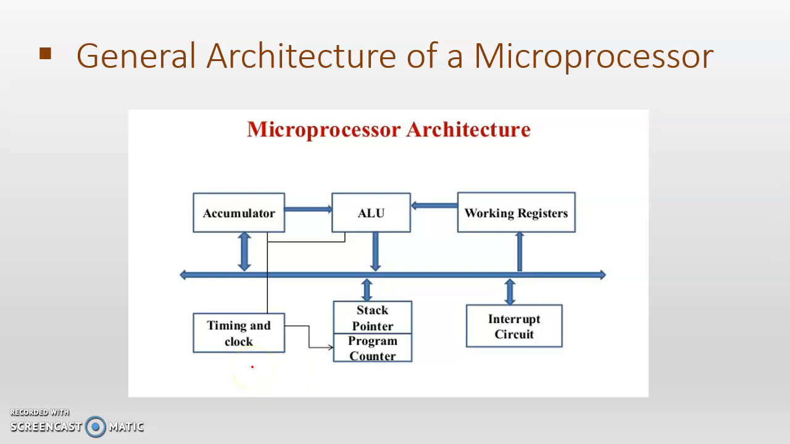We generate the pulses to execute the instructions, which is a main component of the system. And lastly, there is the interrupt circuit, which handles the interrupt. Suppose we are doing a task and there is another program that wants to execute, so that is handled by the interrupt circuit. So these are the elements of the microprocessor system and the function of each element present over here. This is the general architecture of the microprocessor.